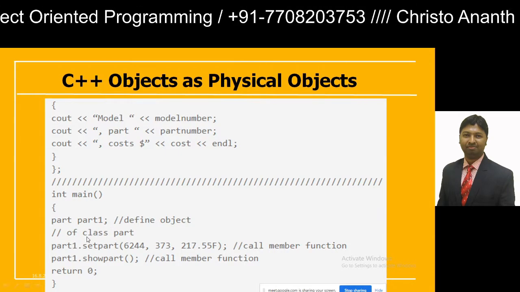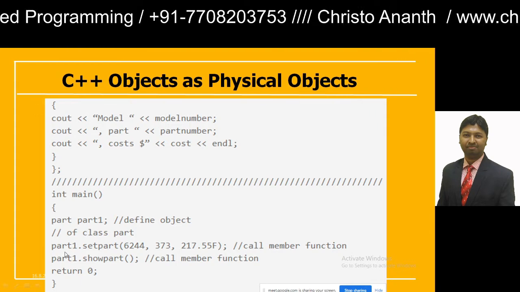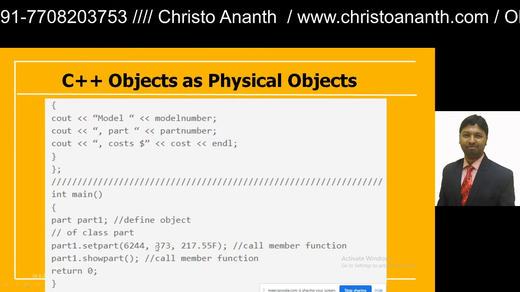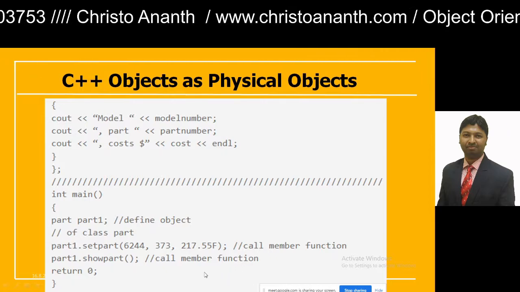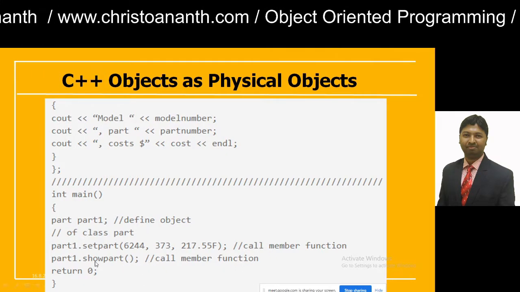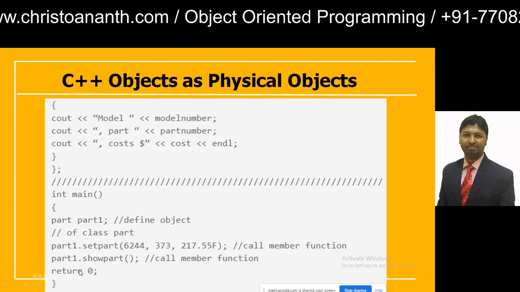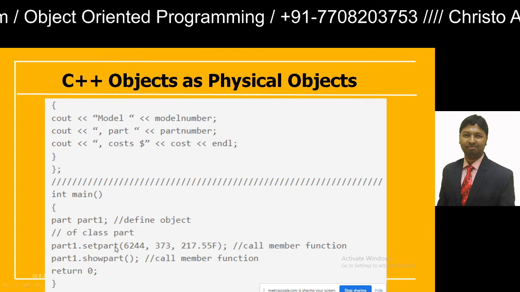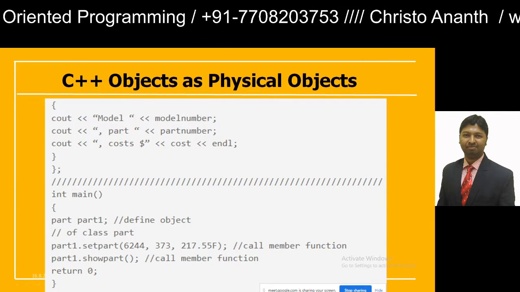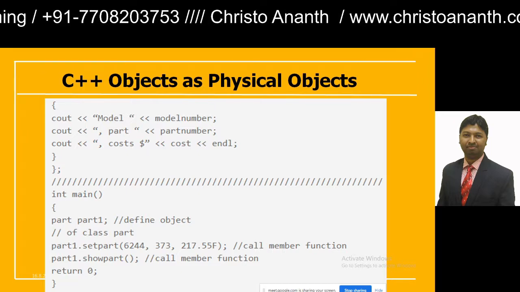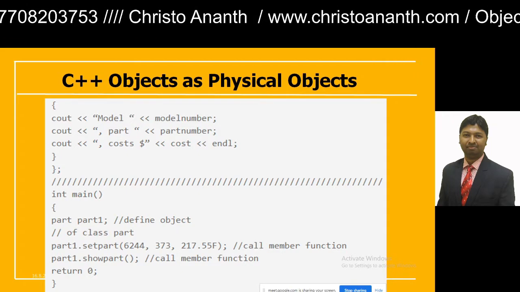Then you go with int main, part1. You define the object, and then you call the member function like part1.setpart(6244, 373, 217.55f). Then you go with showpart, which is the call to the member function, and finally you return 0. So this is how you treat C++ objects as physical objects, by calling the member function and displaying the model number, part number, as well as the cost.